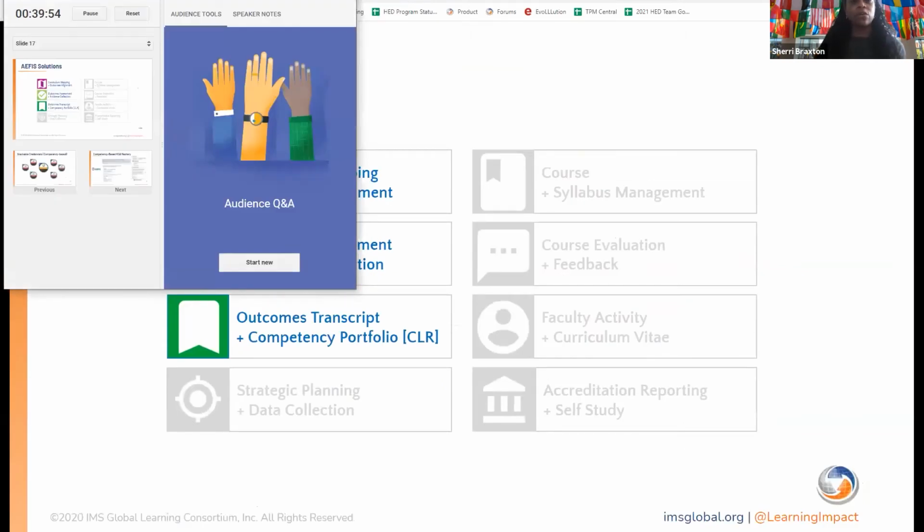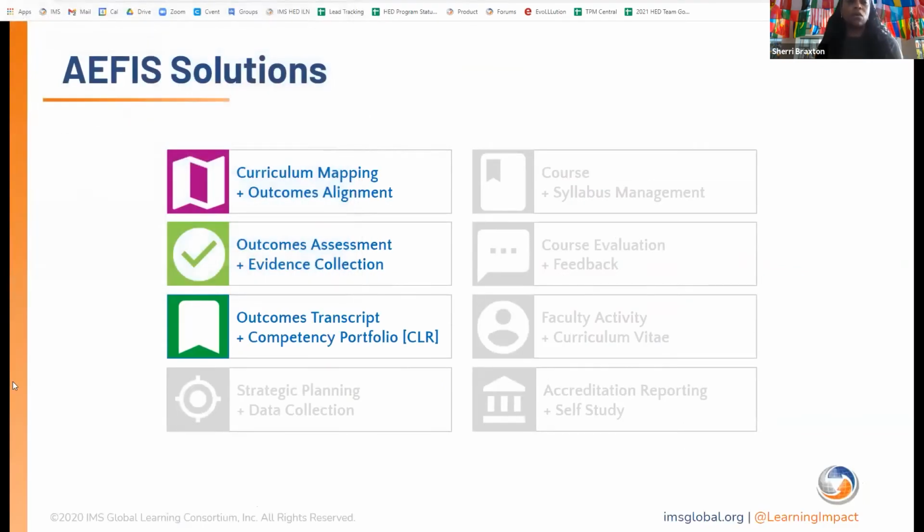And so in order to implement our CLR, we've used Aphis, and it has 8 tools in its tool suite, but the 3 that we needed were curriculum mapping, the outcomes assessment and evidence collection, and the outcomes transcript, which allows us to implement the CLR. So next slide.